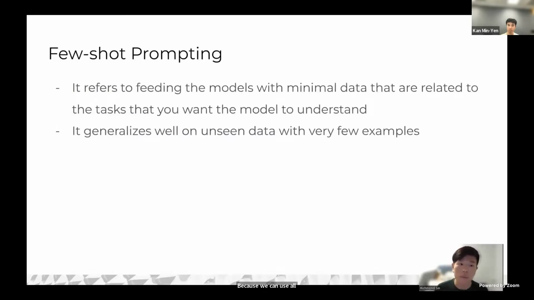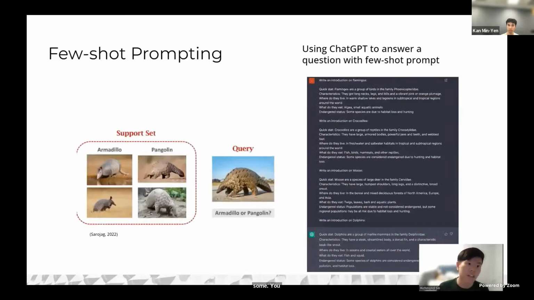Lastly, few-shot prompting refers to building a model with more data than zero-shot or one-shot prompting, related to the task that you want it to understand. It generalizes well on unseen data with very few examples. Similarly, suppose that instead of one picture per class, we have two, or maybe more. In this context, we have an armadillo and a pangolin, and our query is whether this animal is an armadillo or a pangolin, and the model predicts that it is a pangolin.